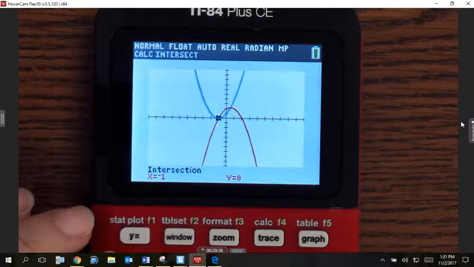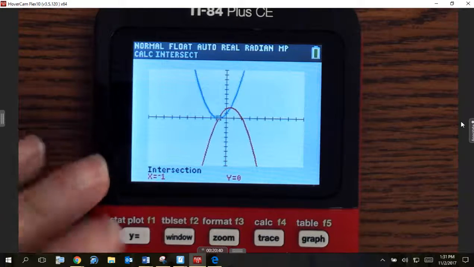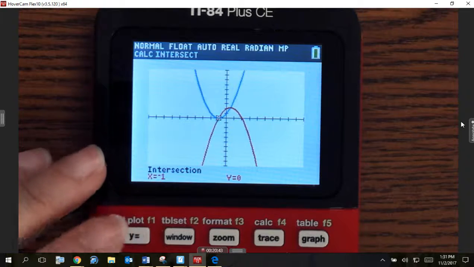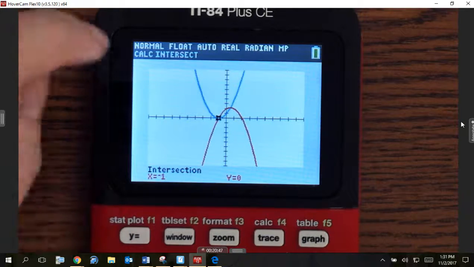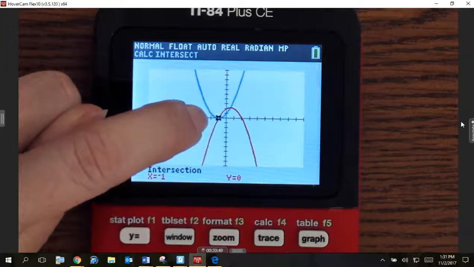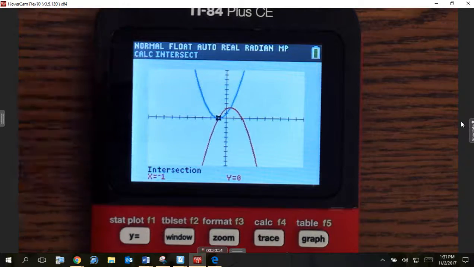Just numbers 0 to 5. Does it not say words like guess? Yeah, it does say guess. That's what I mean. Sorry. Type in negative 1, enter. So I picked the x value that's close to where I think they cross. Okay, same thing again.